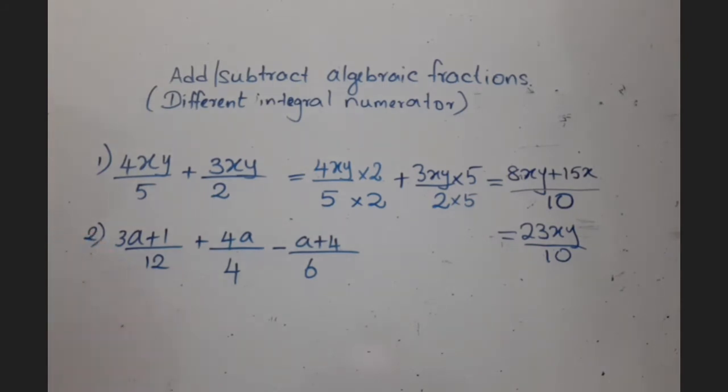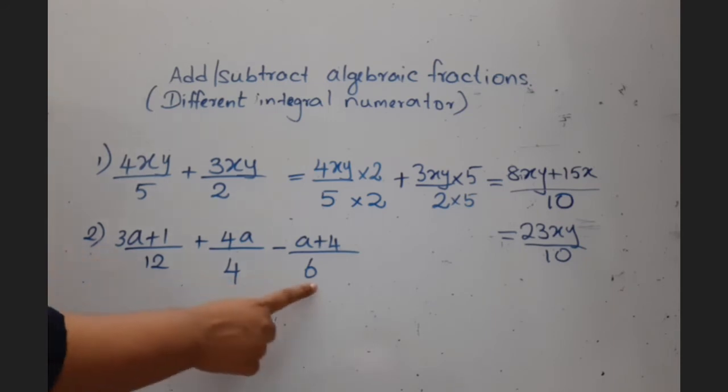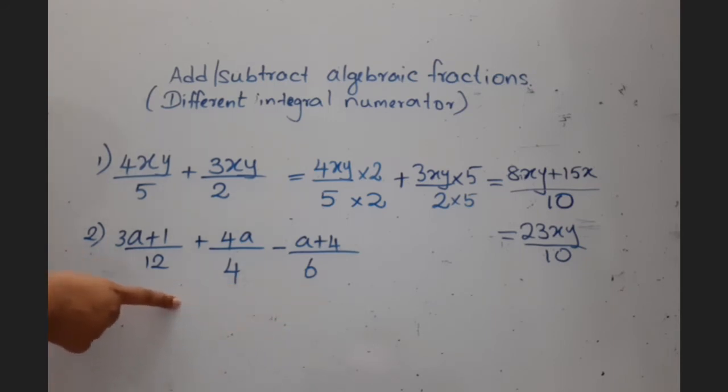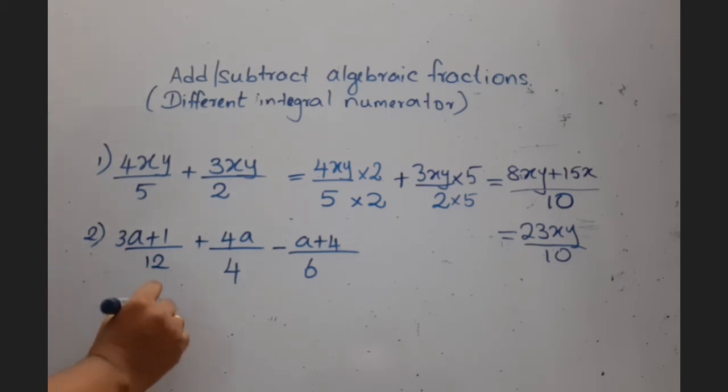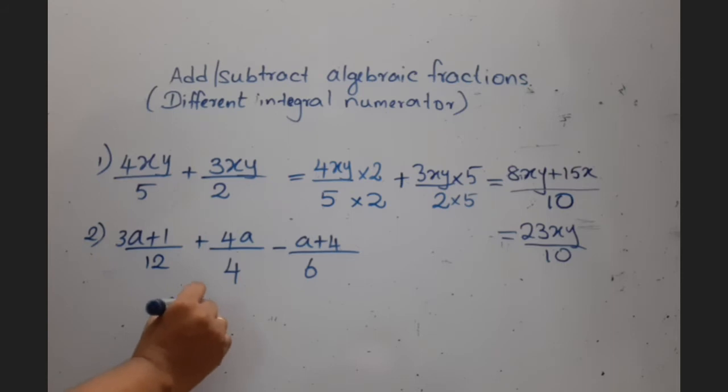So I have written another example in order to give you a clear understanding on this. Okay. So here the denominators are numbers 12, 4 and 6. So what is the LCM for 12, 4 and 6? It's going to be 12. Am I right? Because 4 can be converted to 12 and 6 also can be multiplied by 2 and made into 12. So we are going to make all the denominators as 12. Here no need to make any changes because the denominator is 12.